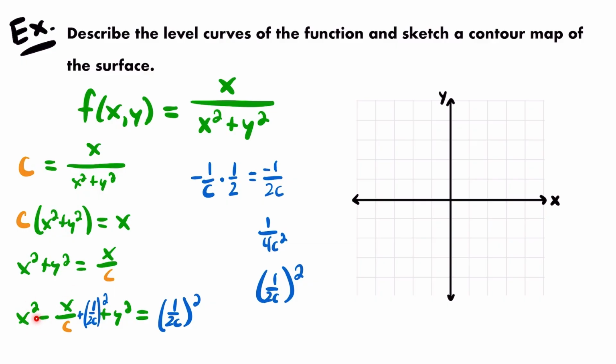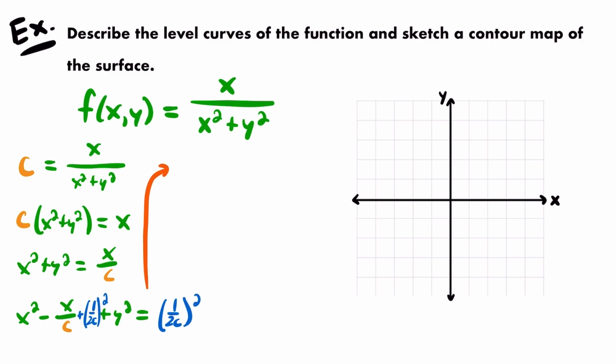You can rewrite these three terms, x squared minus x divided by c plus 1 divided by 2c squared, by writing a quantity of x plus some constant squared. And that constant will be the value you found earlier when taking the coefficient of the middle term and dividing by 2, which in this case was negative 1 divided by 2c. Okay, so here's our new equation. Rewriting it up here, we'll have x minus 1 divided by 2c, squared, plus y squared, and that's equal to 1 divided by 2c squared.